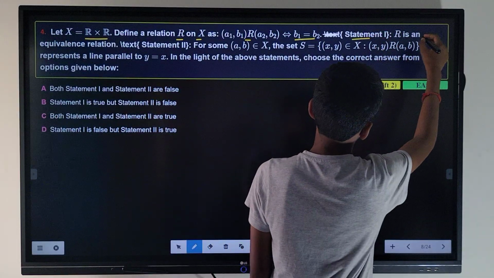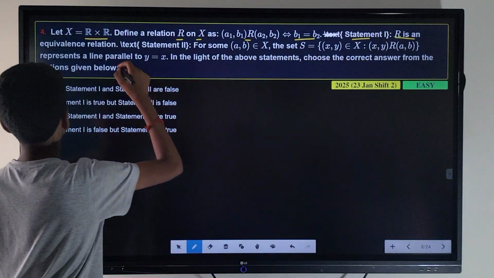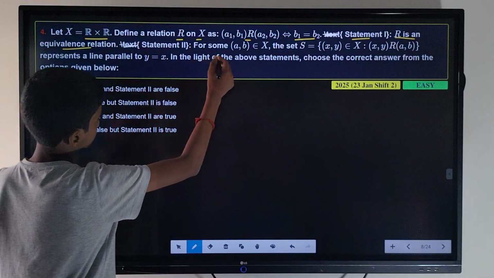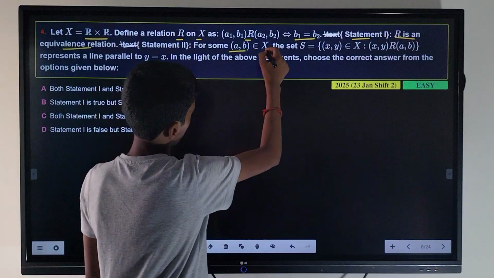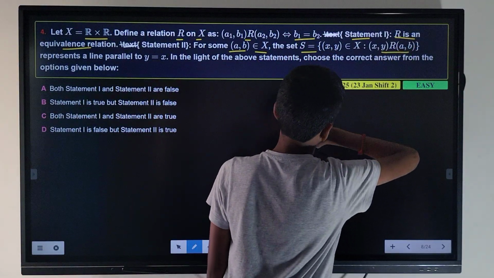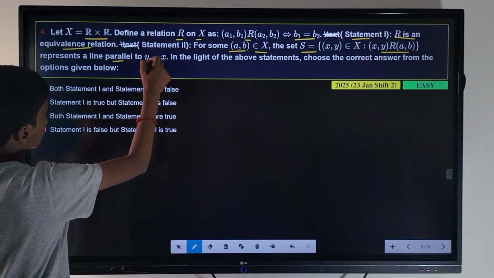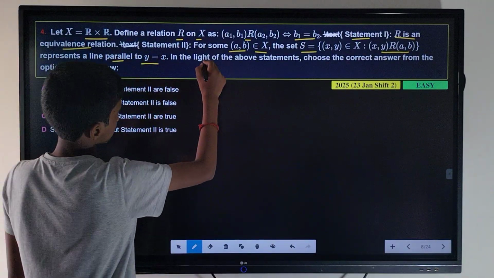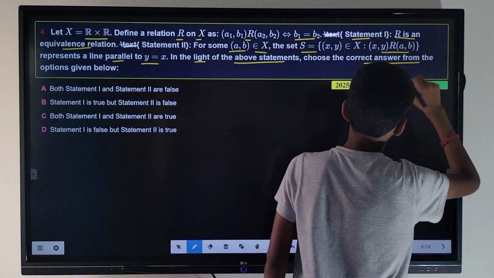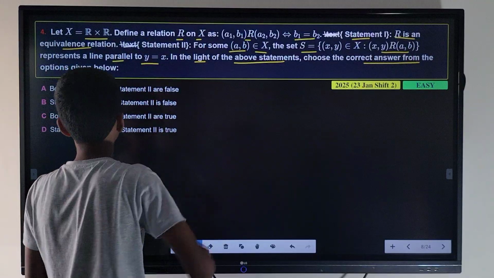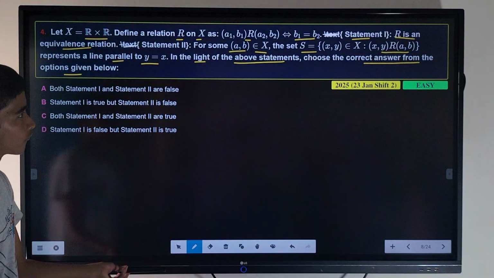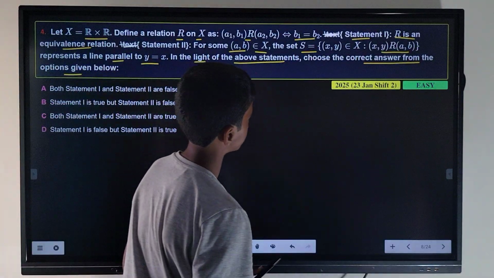Statement 1 says R is an equivalence relation, and statement 2 says for some (a, b) belongs to S, we have S is equal to this, (x, y) are (a, b), represent a line parallel to y is equal to x. In the light of the above statements, choose the correct answer from the options given below. So we have to find whether statement 1 is true or false, and the same for statement 2.